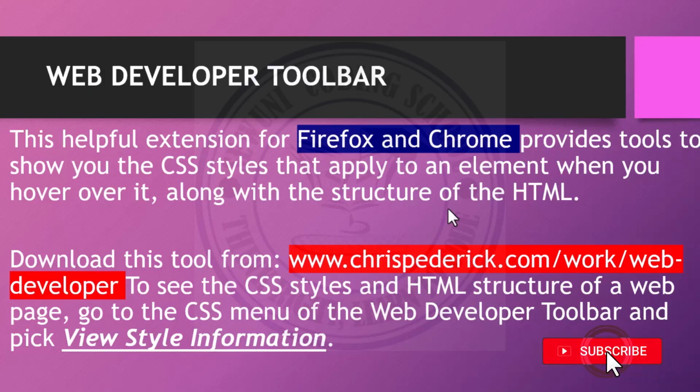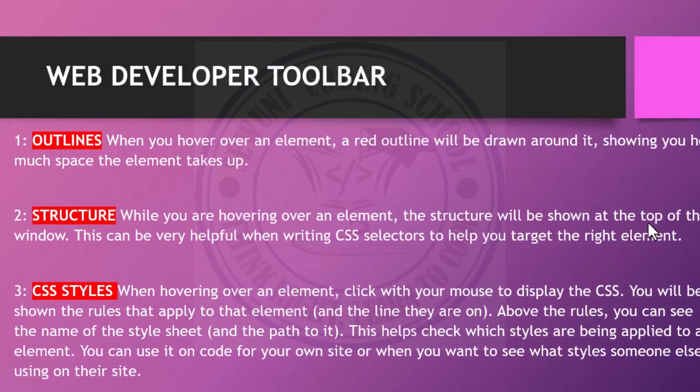So when you have that extension, you add it to your browser, either your Firefox or your Chrome. It is going to help you a lot in styling. And then the web developer toolbar also has outlines, structure, and styles. So when you hover over an element, a red outline will be drawn around it, showing you how much space the element takes up. For the structure, while you are hovering over an element, the structure will be shown at the top of the window.